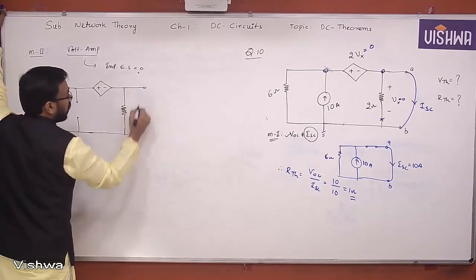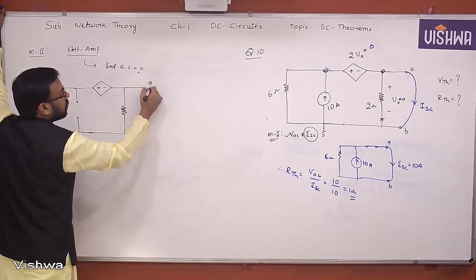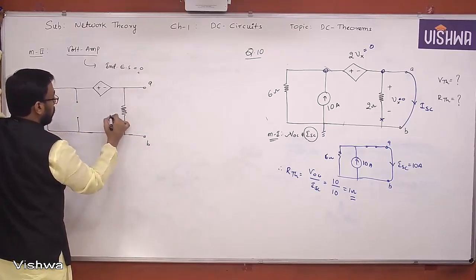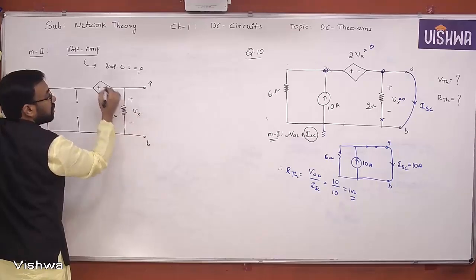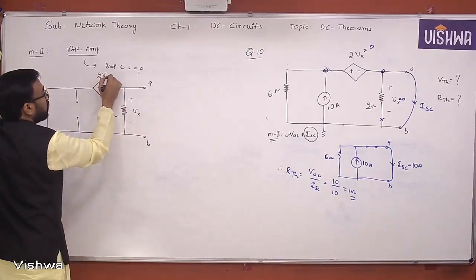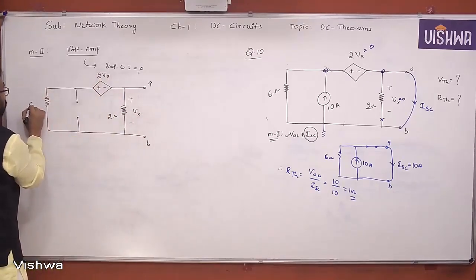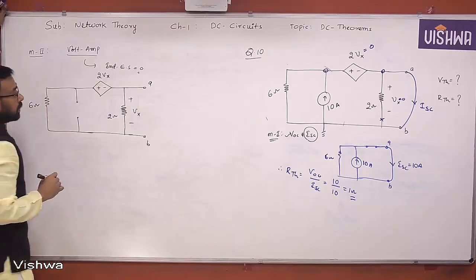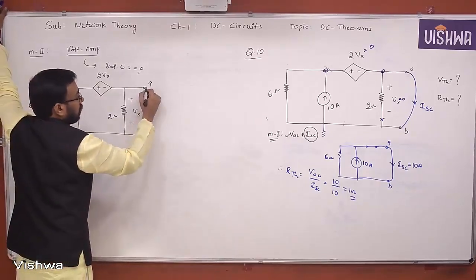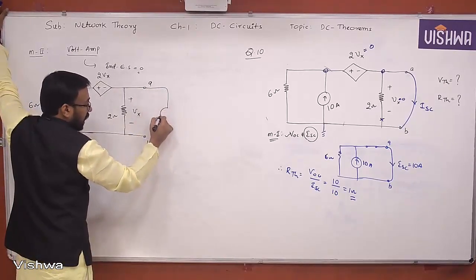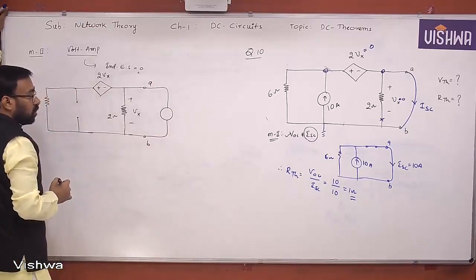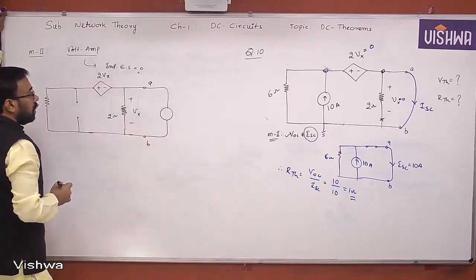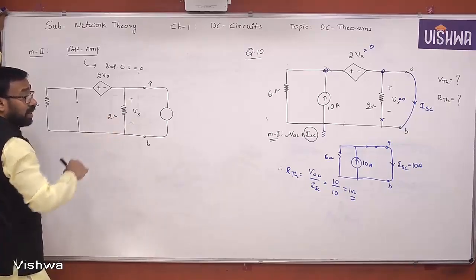We need to convert the given network into passive. 2 ohm plus or minus Vx. This is 2 Vx. 6 ohm. Okay. Now, you are going to connect a source across the terminals where the resistance is required.